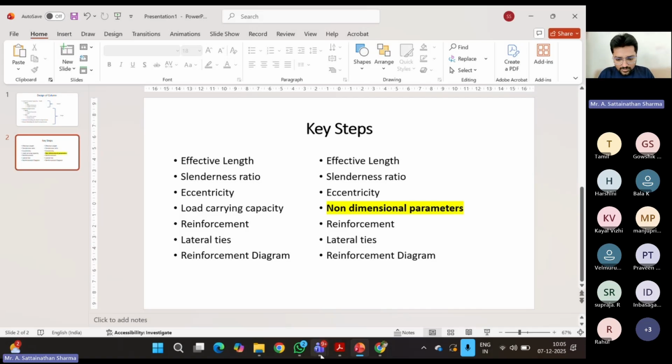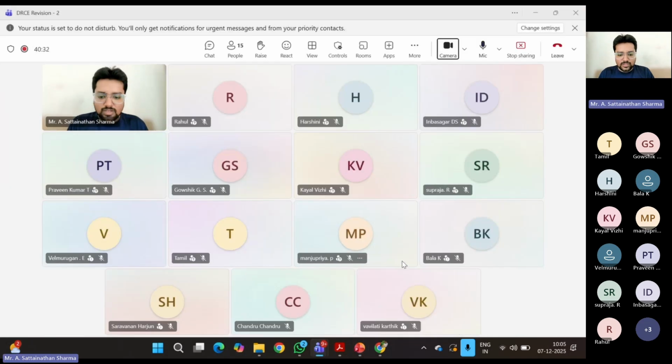At this moment, how many are present? Okay, I see 14 members. Fine. Fair enough. 50 percentage.